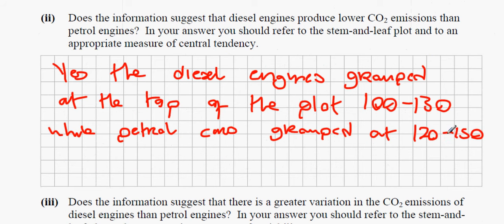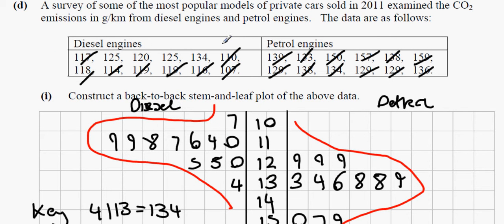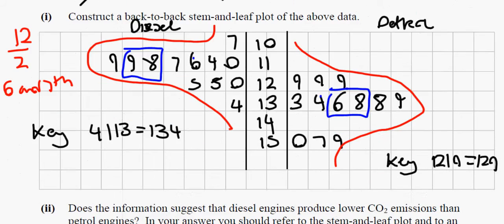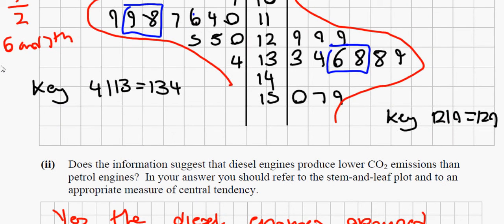Okay, you could also go about doing the median. We have 1, 2, 3, 4, 5, 6, 12 cars. So to get the median, it's 12 divided by 2, which is the 6th and 7th car. So we get the two medians here if you wish. 1, 3, 4, 5, 6, 7. So that's the diesel median. 1, 2, 3, 4, 5, 6, 7. Okay, so we can get the two medians here. 118, 119 divided by 2, and for the petrol it'll be 136 and 138.